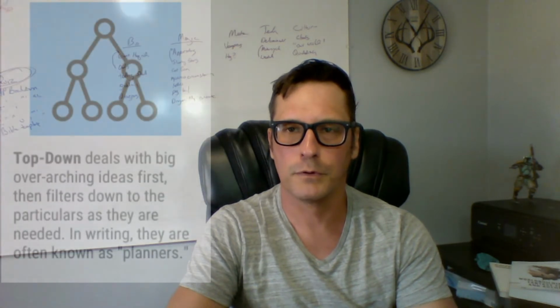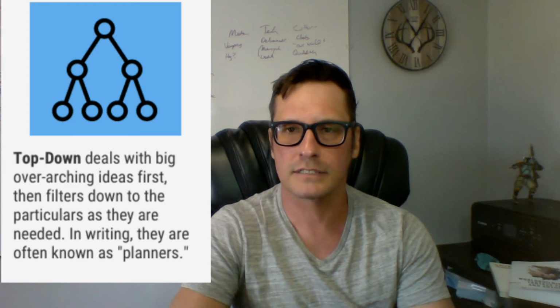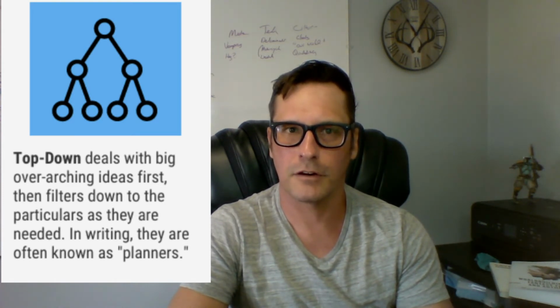Top down moves from big ideas to the little details themselves. You take one major concept and then extrapolate it out. People who are top down are planners, often called that, and they use outlines and such ahead of time. They build out by extrapolating their ideas.